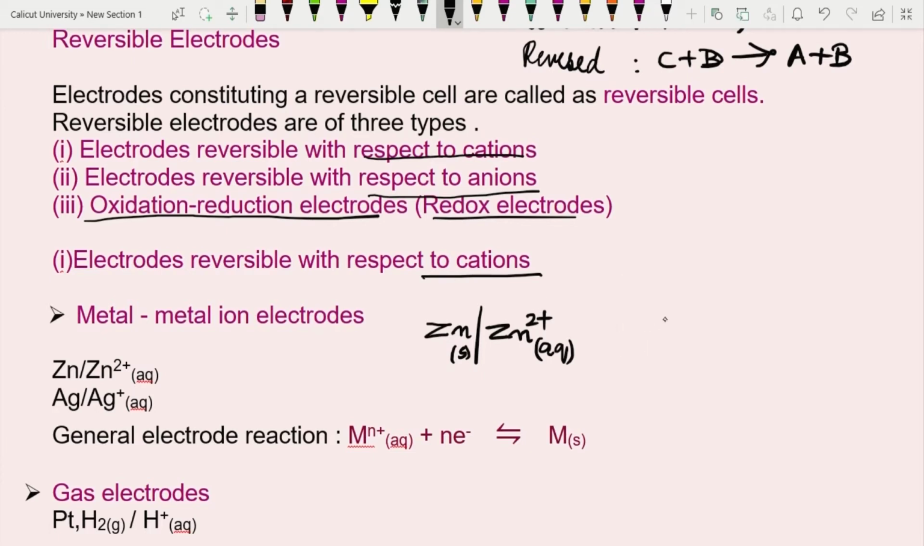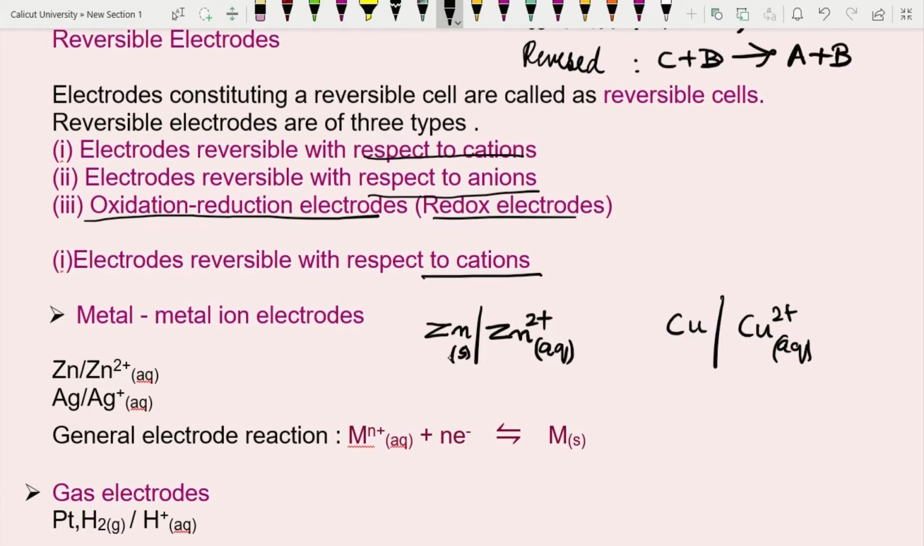Any other metal, you can take copper dipped in copper ions, again I put it as aqueous. Otherwise, it could be mistaken for copper sulphate in the solid form, which it is not. It is in the solution form, so we mention it as aqueous. So, any metal in contact with its own ions is taken as a metal ion electrode, and such electrodes will be reversible with respect to cations, because metals provide cations.